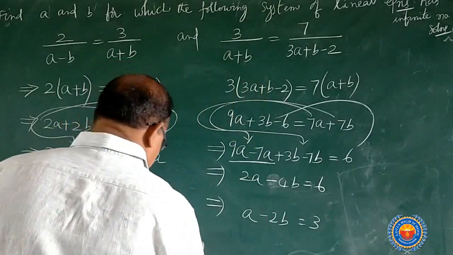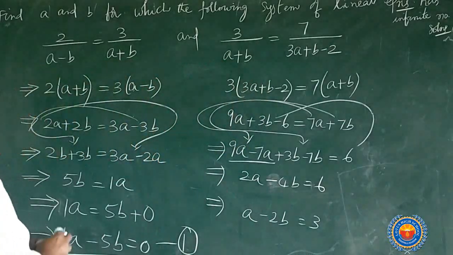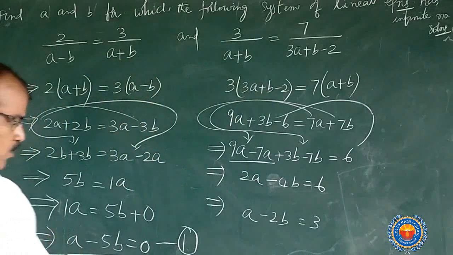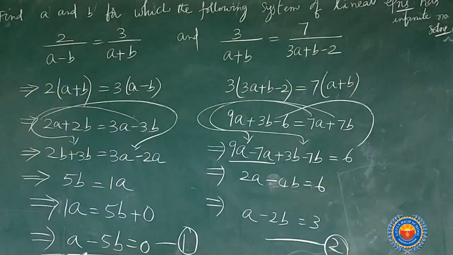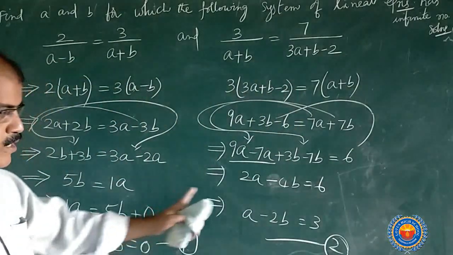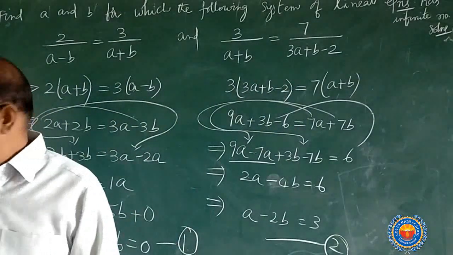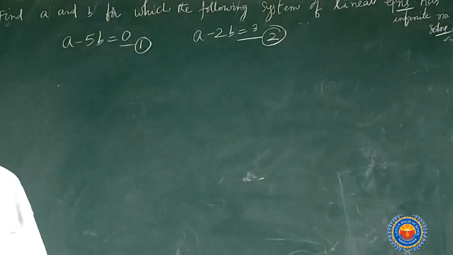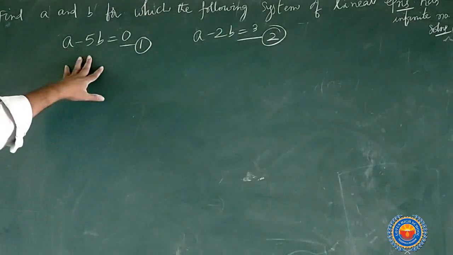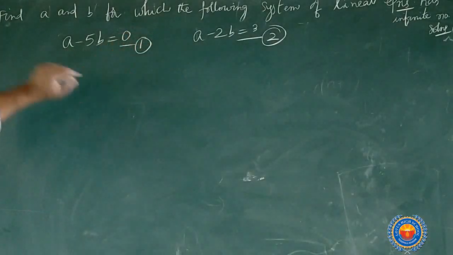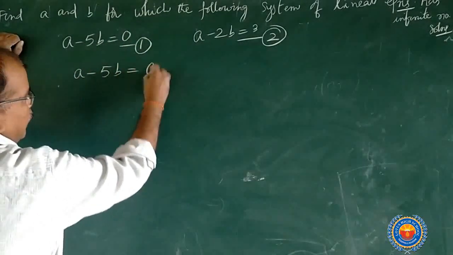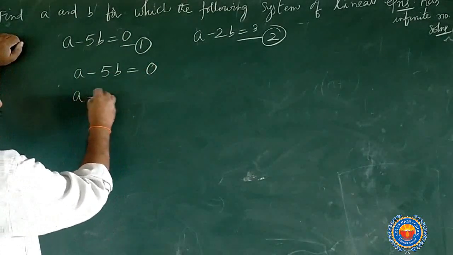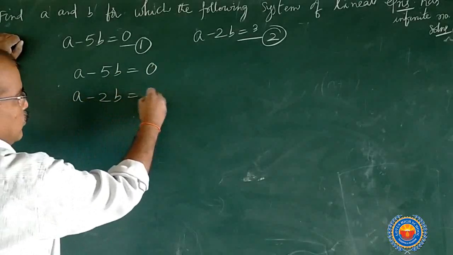First equation is A minus 5B is equal to 0. Second equation is A minus 2B is equal to 3. A minus 5B is 0, A minus 2B is 3. Now, first equation A minus 5B is equal to 0. Second equation A minus 2B is equal to 3.